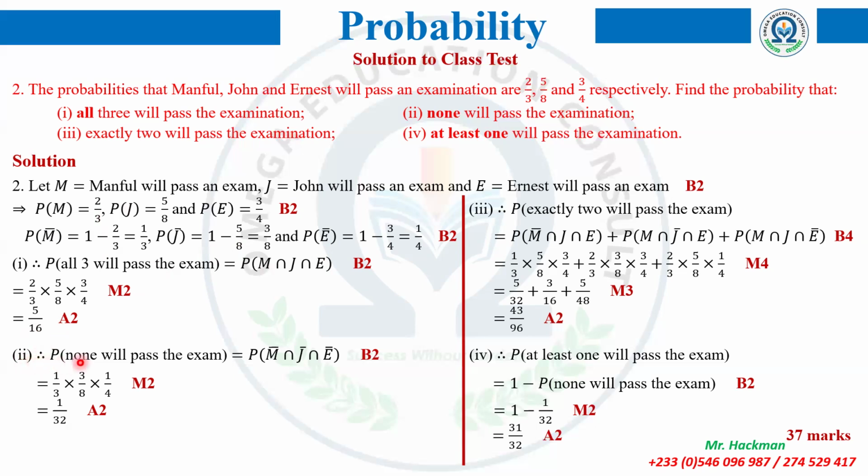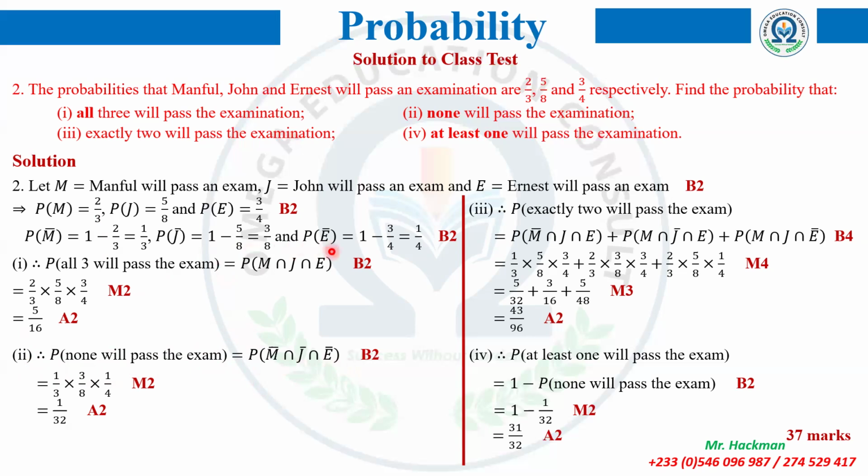What are we looking at? None will pass the exam. So P, none will pass the exam, which is where probability none will pass the exams. And in this case, you have only one possibility. If none will pass the exam, then it means Manfo will not pass, and John will not pass, and NS will not pass. So that is what we have here.